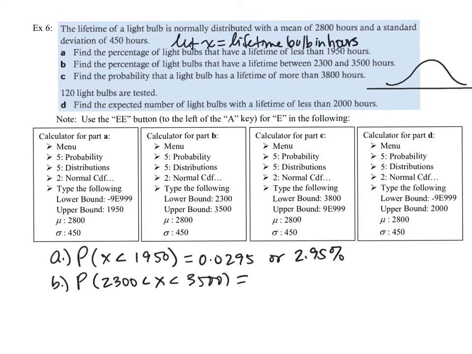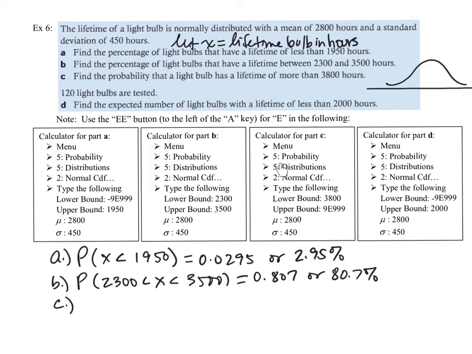Calculator will give you the following answer, 0.0807, or that's going to be 80.7%. All right? And then letter C says, find the probability that a light bulb has a lifetime of more than 3,800 hours. So that means we'd have a lower bound of 3,800, and then the upper bound is going to be a very, very, very large number. Again, remember this graph gets closer and closer to the x-axis, but never touches it.